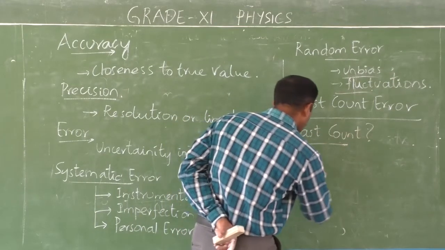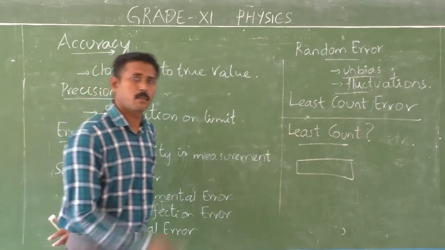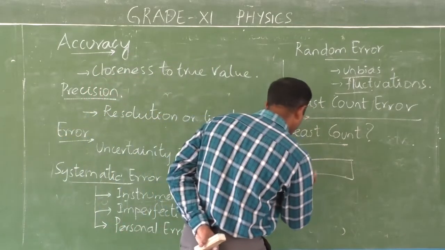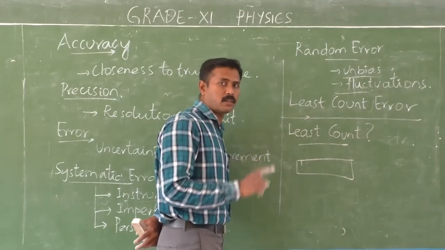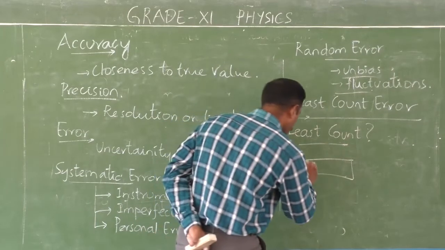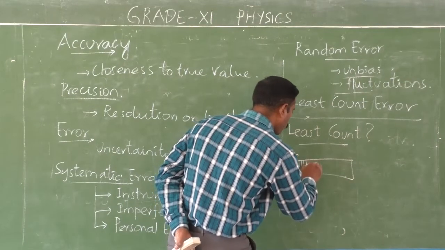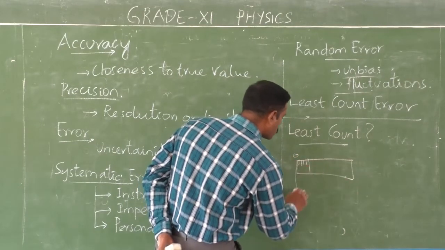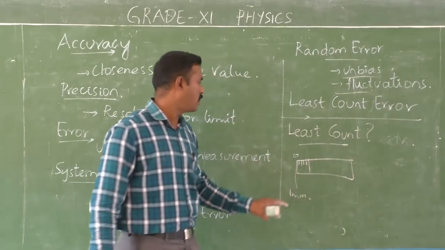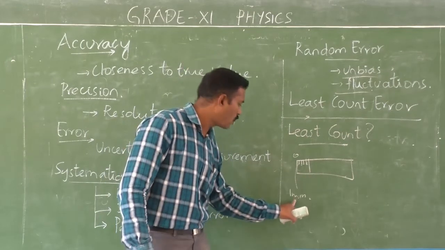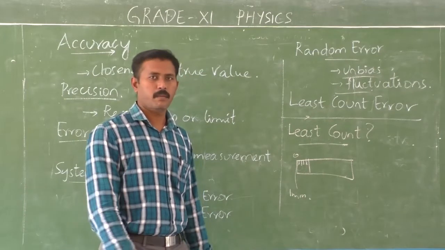If we take a 30 centimeter scale, the lowest value that can be measured is not 0.1 millimeter, it is 0.1 centimeter or 1 millimeter. It is 0, 1, 2, 3, 4, 5, and each line is 1 millimeter. So here the least count of this scale is 1 millimeter.